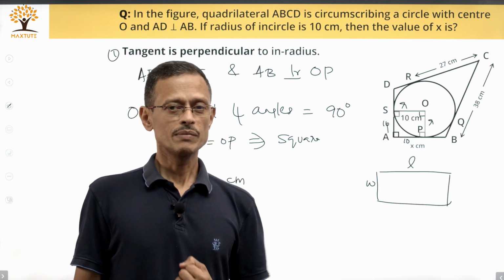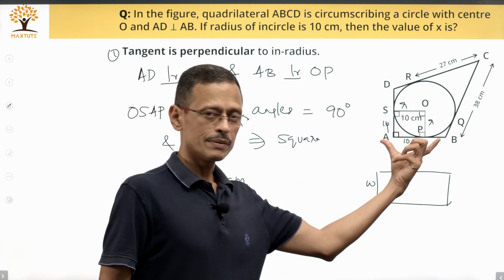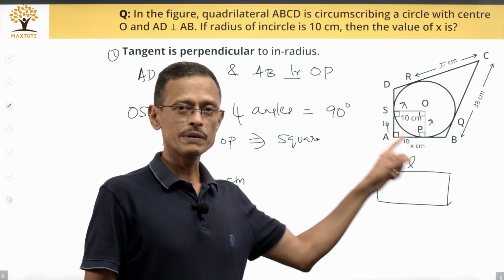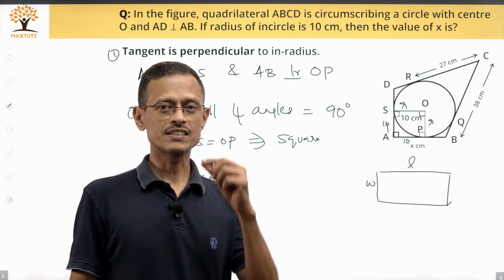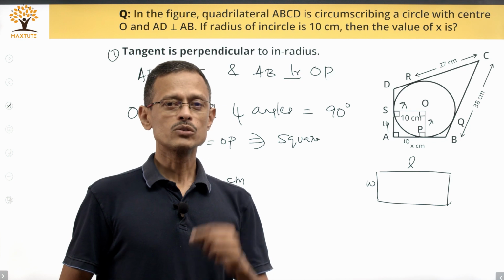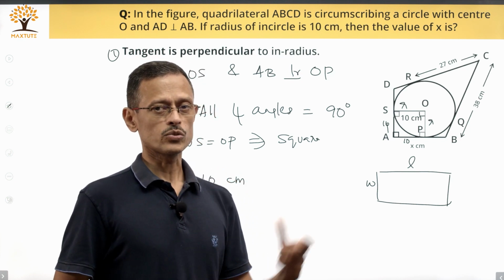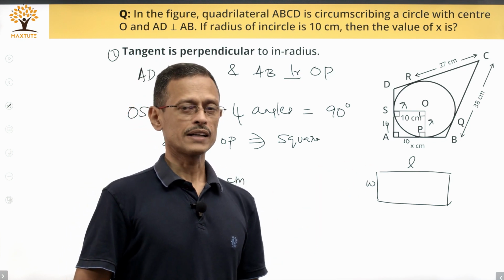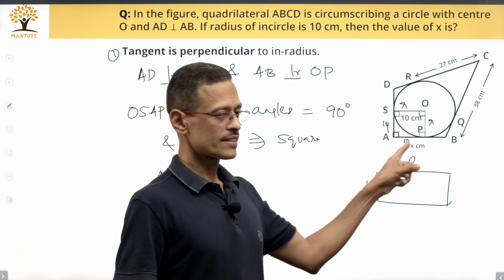So, AD and OS will be perpendicular to each other. Similarly, AB, the other side of the quadrilateral, and OP, the radius drawn at the point P where the tangent touches the circle, those 2 will also be perpendicular to each other. So, AB is perpendicular to OP, right. Now, we looked at this quadrilateral OSAP.